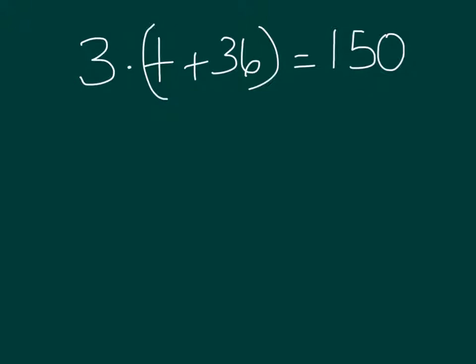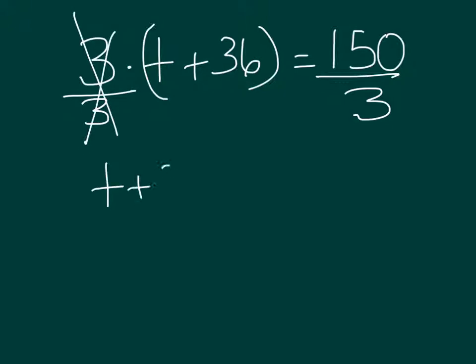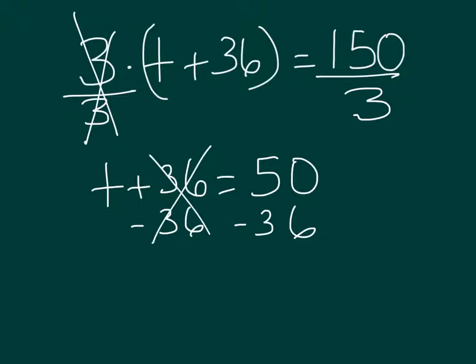For number 12, I need to get rid of the 3. And the only way to get rid of this 3, because it's not part of a plus or minus equation, is to divide both sides by 3. When I divide this side by 3, it gets rid of that 3. When I divide that side by 3, 150 divided by 3 should be mental math. You should get 50. Now you're left with an equation, t plus 36. So we need to get rid of 36 from each side, and I'll let you do the math on that.